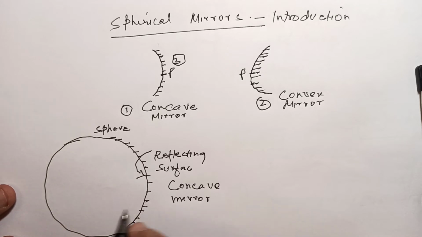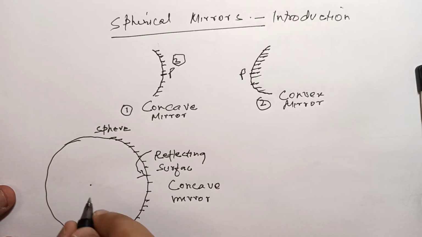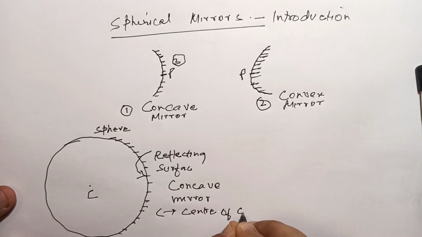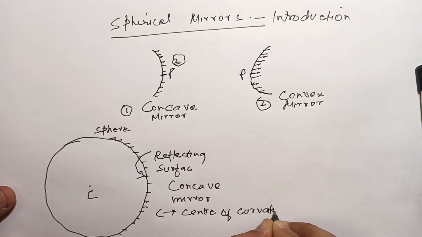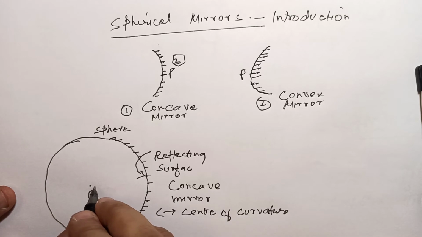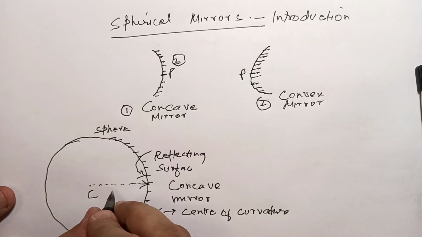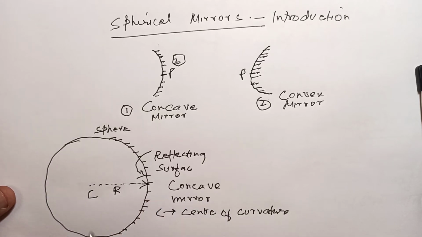Now whatever is the center, if we point this C, this is called center of curvature. So C is nothing but center of curvature. R is self-explanatory. It's radius of curvature.